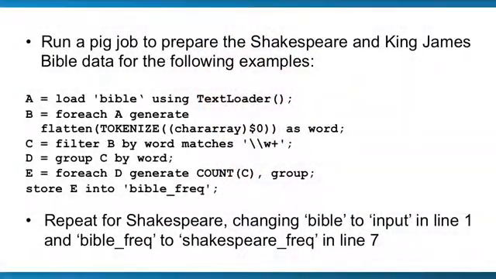So let's prepare data for a join. Right? Running a Pig job to prepare the Shakespeare and King James Bible data, following the example. So we're going to use things like tokenize, filter, group, and foreach.